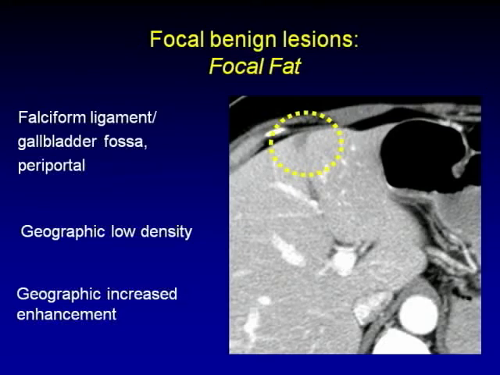Focal fat can be very easy to recognize if it takes its classical appearance and has its classical location in the vicinity of the falciform ligament, around the gallbladder fossa, or in the periportal region. If it's triangular or geographic in configuration, in those locations I've just mentioned, and low attenuation on the venous phase, you're done.